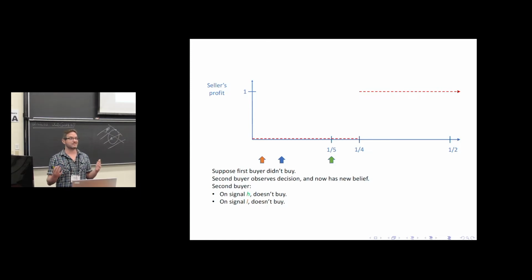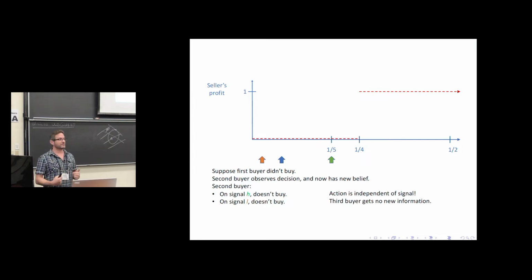So in either case, he's not going to make a purchase, regardless of his signal. Right? His action is independent of his signal, which means that the third buyer doesn't get any new information from the second buyer's action. He can just infer what the first buyer got plus his own information. And basically what happens here is all learning stops.